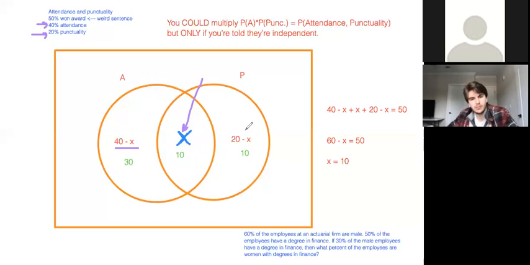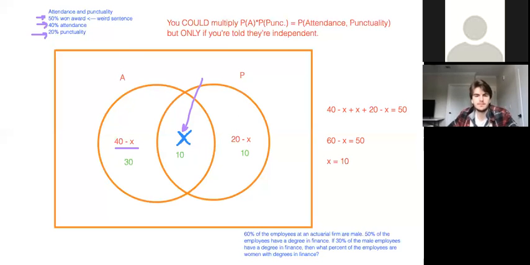The weird part about this problem is this sentence here: the 50% won the award. What does that mean? Well, it means that they either had good attendance or good punctuality or both. It just tells you that winning the award means you are somewhere in one of these bubbles. And then there are people who didn't win, right?